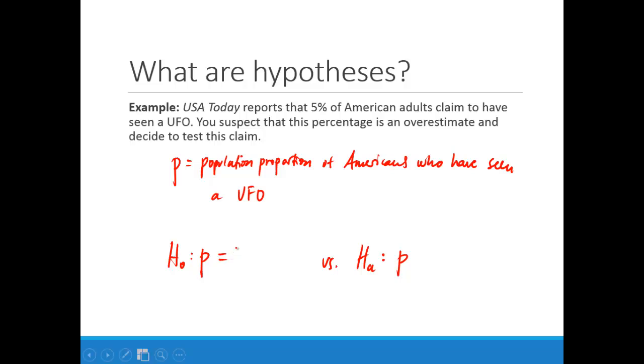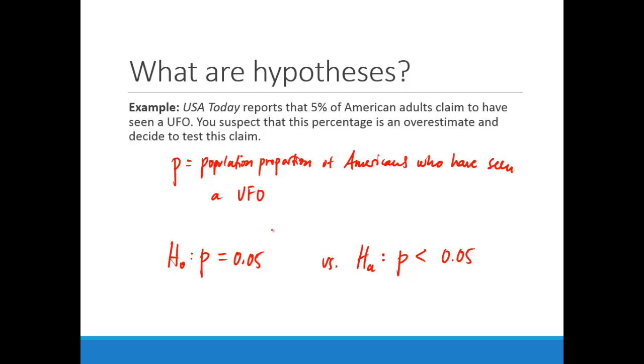The null hypothesis is always that P is equal to something. Again, what I'm suspecting here is that the percentage of 5% is actually an overestimate of this true population proportion. So what should my alternative hypothesis be? It's going to be P and then something 0.05. And what inequality symbol do I want to put in there? I think I heard less than, right? So I want to know if this population proportion is actually less than 0.05.